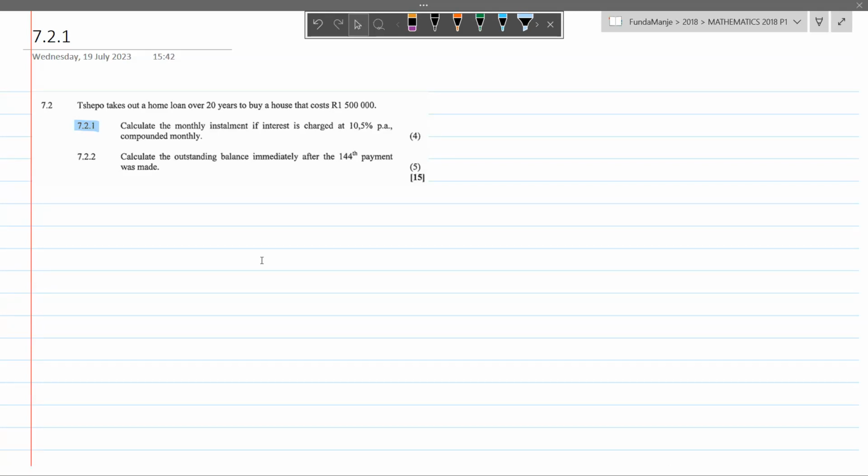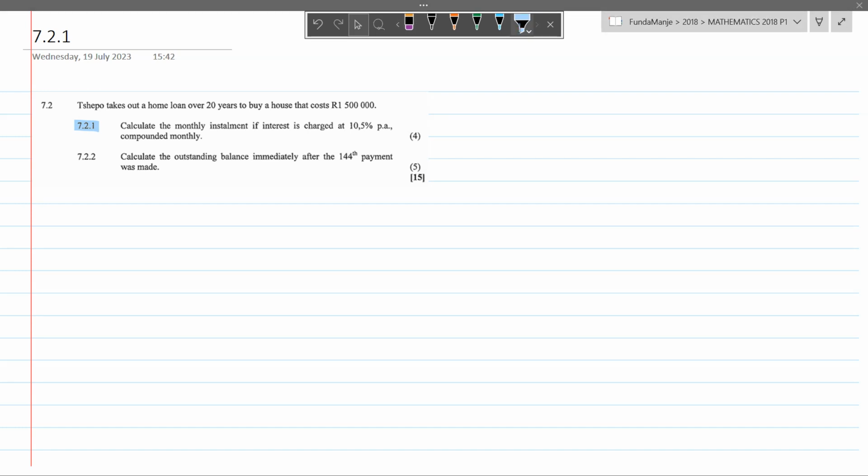So 7.2 says Tsepo takes out a home loan over 20 years to buy a house that costs 1.5 million. Calculate the monthly installments if interest is charged at 10.5% per annum compounded monthly.